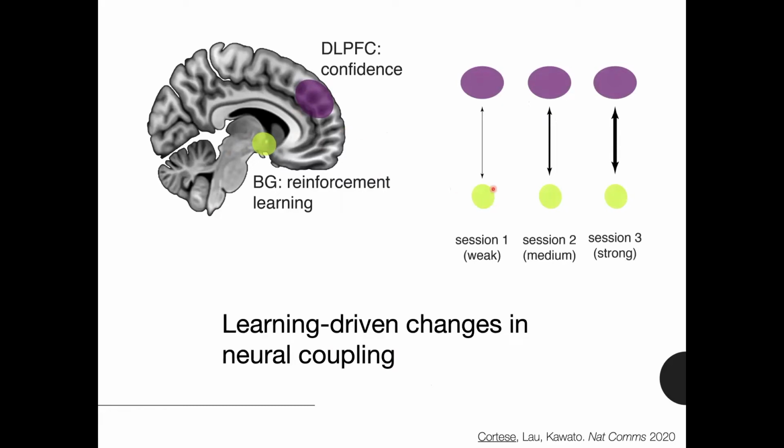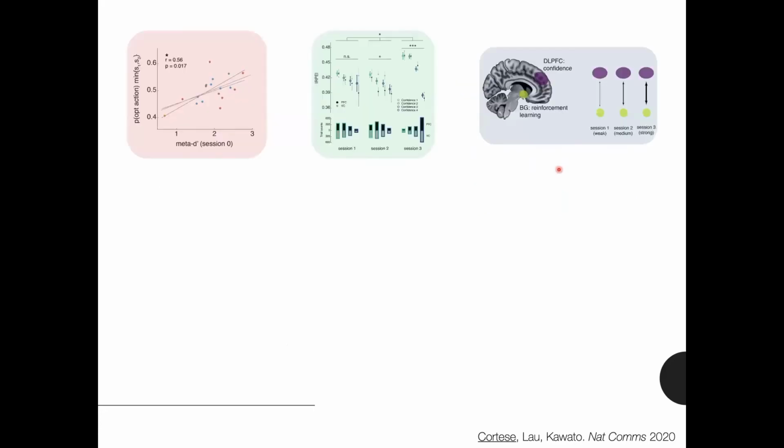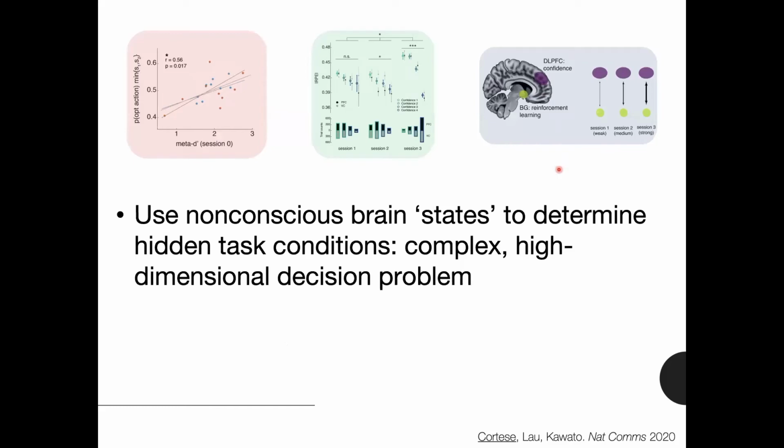So on the first session, this is very weak, almost non-existent. On the second session, this becomes significantly present. And then from the third session, this is a very strong coupling. So to have a little interim summary, what I've shown you so far is that we were able to use non-conscious brain state to determine task conditions. And this presents really a complex, high-dimensional decision problem to the brain.